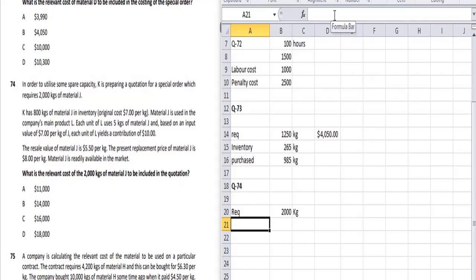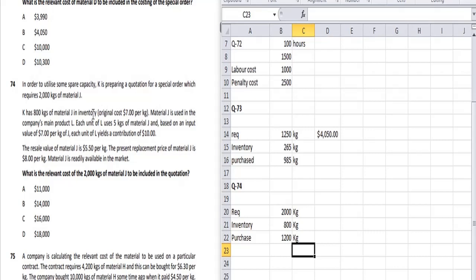K has 800 kg of material J in the inventory. Okay, so we do have material in the inventory, it's 800 kg. So how much do we have to purchase? We will purchase 1200 kg. Okay, so the original cost is 7 per kg, so this is a sunk cost, it won't be relevant.